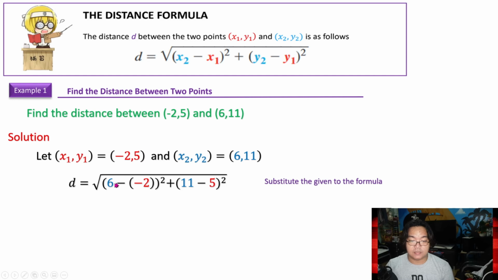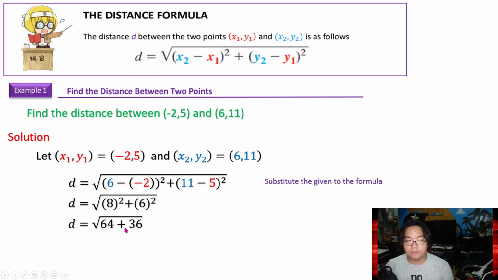That will give us x sub 2, which is 6 minus negative 2, and make sure you use parentheses when you substitute a negative. So (6 minus negative 2) squared plus (11 minus 5) squared. Simplifying this term, 6 minus negative 2 gives us 8, and 11 minus 5 gives us 6. Squaring the 8 and the 6, we get the distance between these two coordinates is the square root of 64 plus 36, which is equivalent to the square root of 100, which is also equal to 10.